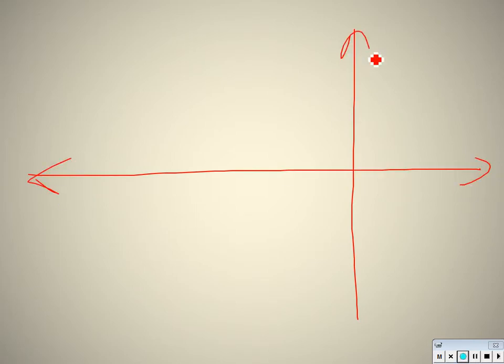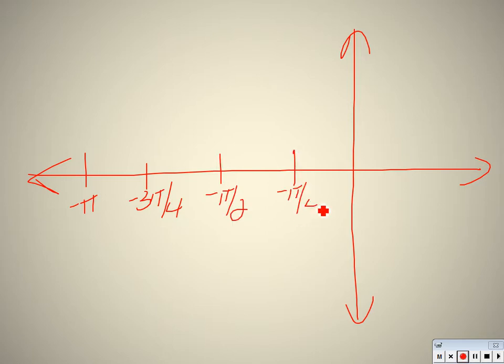Notice with this, I'm going to give myself a lot of room on the negative side because most of my x values, 4 of the 5, are on the negative side of the x-axis. So I have here negative pi, negative 3 pi over 4, negative pi over 2, negative pi over 4, and then I have 0 right here. And then my y values go up to positive 2, and then down to negative 4.